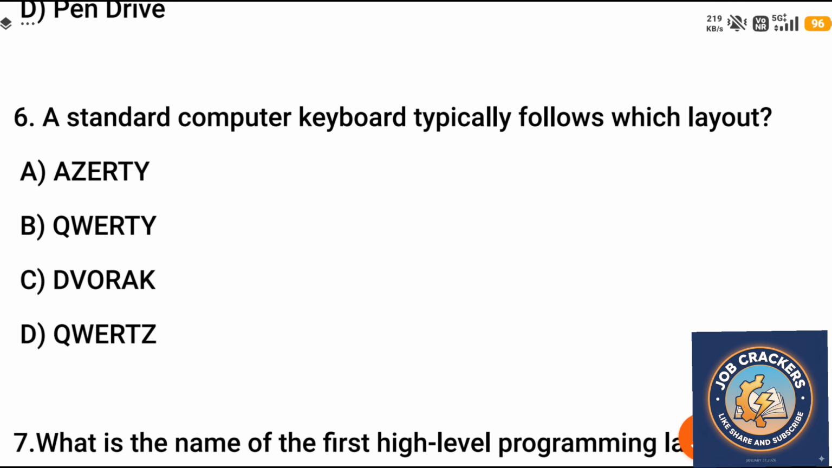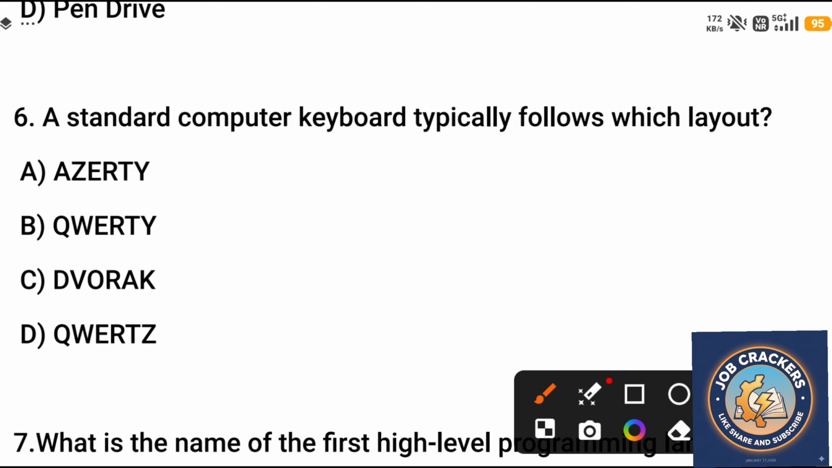Question 6. A standard computer keyboard typically follows which layout? A. AZERTY. B. QWERTY. C. DVORAK. D. QWERTZ. Correct answer is option B.